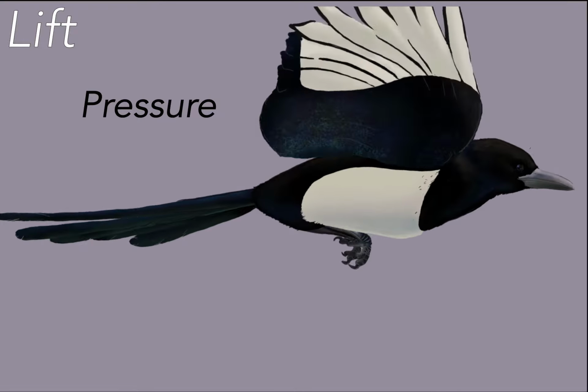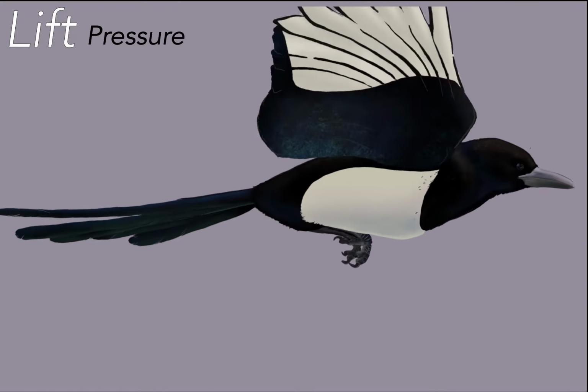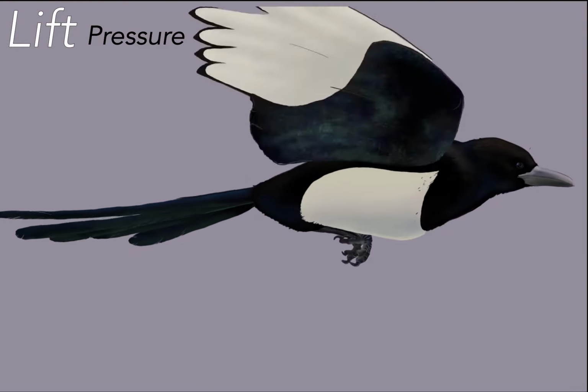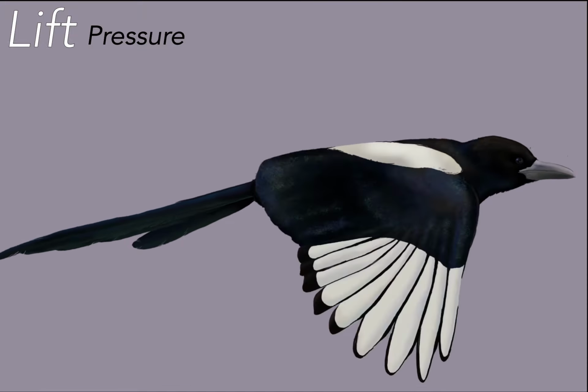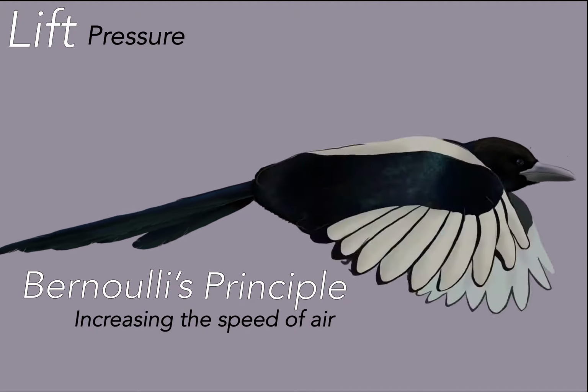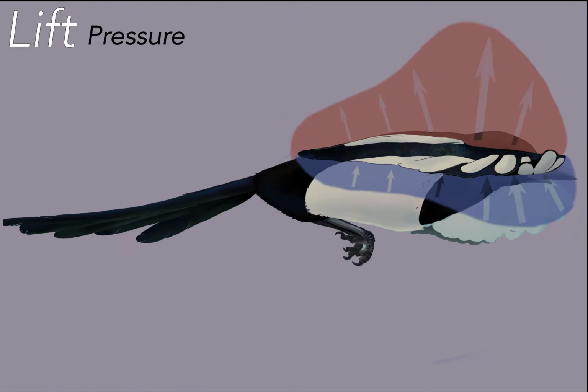Pressure is an outside factor that a bird can manipulate to produce greater lift. The airspeed over the wing is faster than the air below the wing. This phenomenon can be explained with Bernoulli's principle, which states increasing the speed of air leads to a decrease in pressure. Above the wing, illustrated in red, is low pressure, and below the wing in blue is high pressure. With this condition, the air pressure essentially pushes the bird upward.